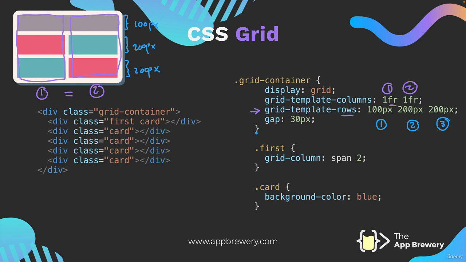And if we go to the next line, this gap basically says that there should be a gap of 30 pixels between each of the rows and the columns, which you'll see right here and right here. Now, finally, we can change the first div here, which has a class of first, which we target right here, so that we make the column span 2 columns.